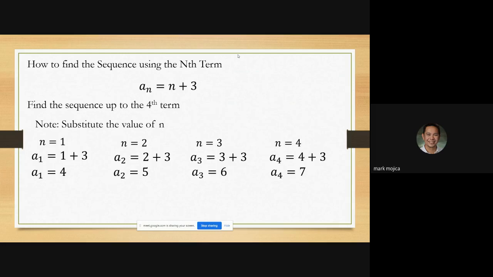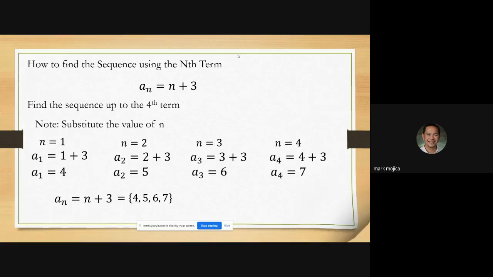Now, if we have the nth term of a sub n is equal to n plus 3, the sequence that we can create is 4, 5, 6, and 7. That is based on the question being asked para sa atin. So, ibig sabihin, yan yung 4 terms, yung sequence ng up to 4 terms if we use n plus 3. I hope that is clear.